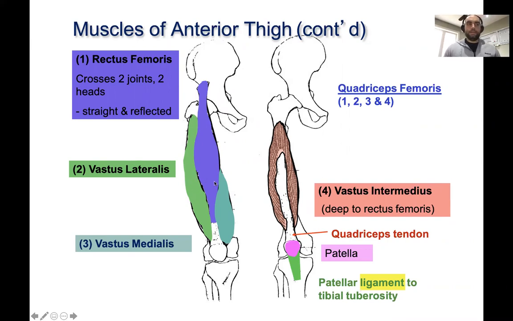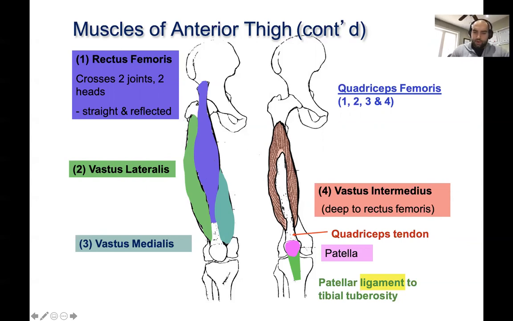Okay. And then we've got the vastus medialis. All these three muscles go into this quad tendon over here, and this quad tendon eventually attaches to your patellar bone, or your kneecap. Now the quad is 4 muscles. So if we move all these superficial muscles out of the way, you'll actually see the 4th quad muscle, called the vastus intermedius, and it's deep to the rectus femoris.